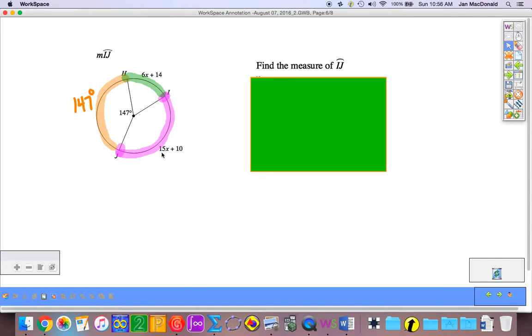So let's start with our algebraic equation. The sum of these three arcs must be 360 degrees. So 6x plus 14 plus 15x plus 10 plus 147 must be 360. Our next step would be to simplify the left-hand side of our equation. We do that by combining like terms. 6x plus 15x would be 21x.